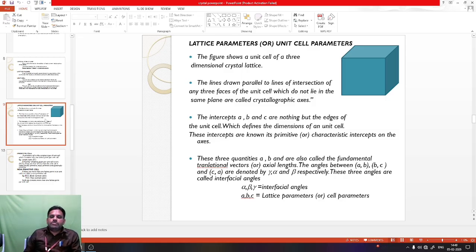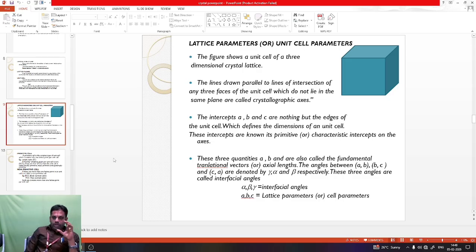And another one, interfacial angle. So what do you mean by interfacial angle? The interfacial angle is nothing but the angle between any 2 axes. X and y, it is alpha. Y and z, it is beta. Z and x, it is called gamma. So the point of intercept made by the crystal on the 3 axes is a, b, c. The angle between the 2 axes is alpha, beta, gamma, or interfacial angles.